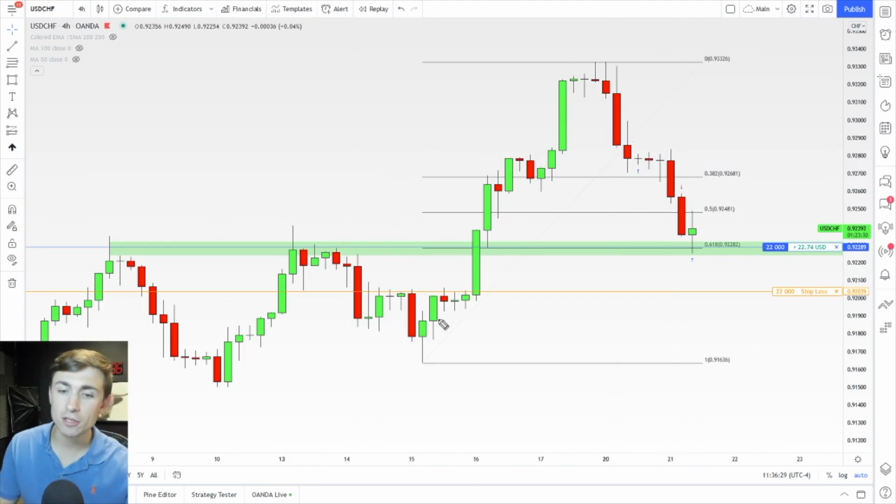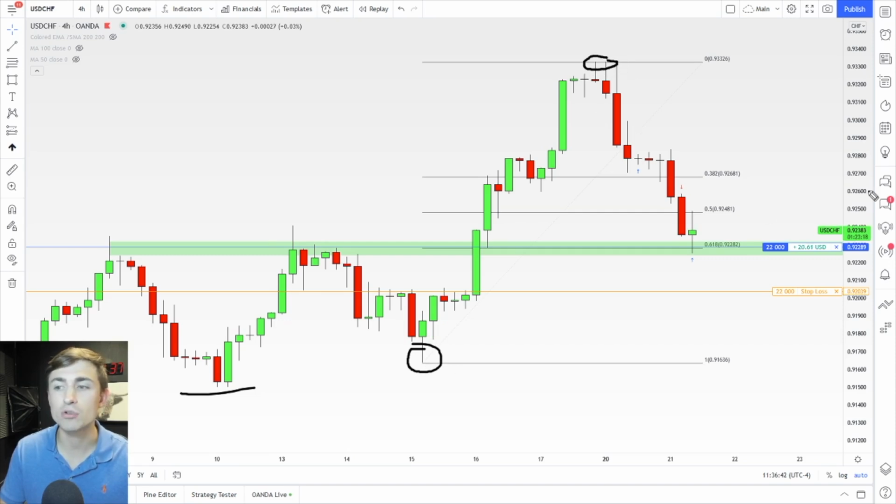A couple of things to point out here. I drew from the bottom of this previous swing low. Remember, we were saying higher lows and higher highs in this market. Well, from this low up to this high, I went ahead and drew a Fibonacci retracement, and that is actually how I found my entry.